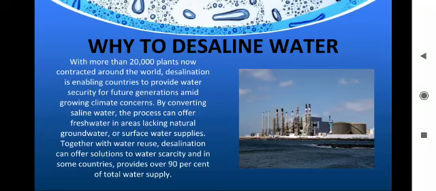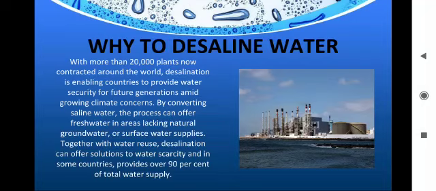With more than 2000 plants now contracted around the world, desalination is enabling countries to provide water security for future generations amidst a growing climate crisis. Many countries like the UAE that lack fresh water supplies can build desalination plants that remove salt from the water.